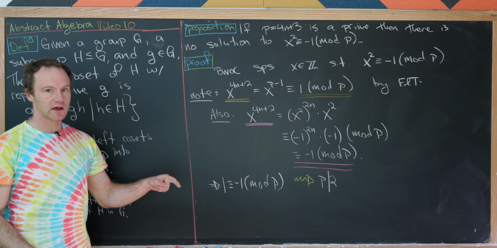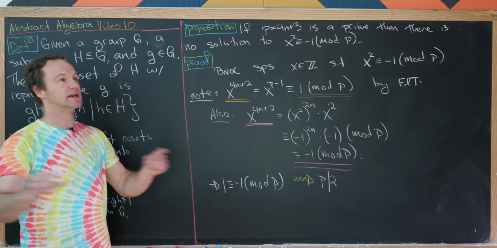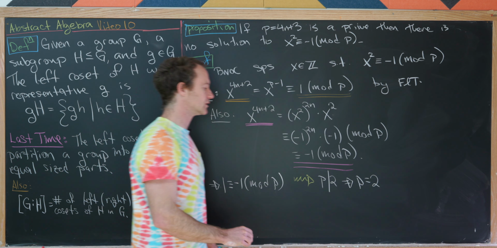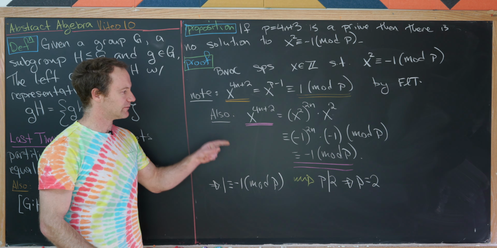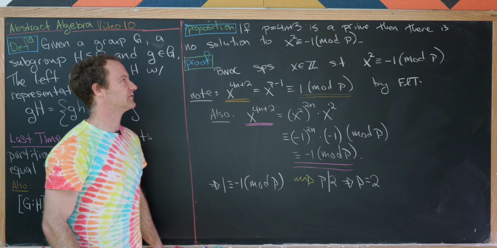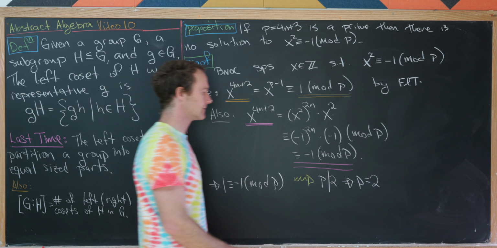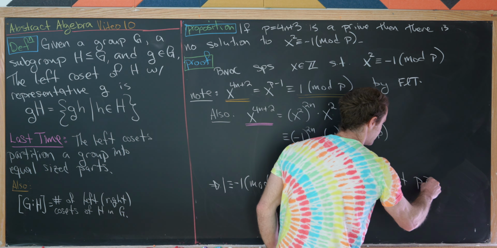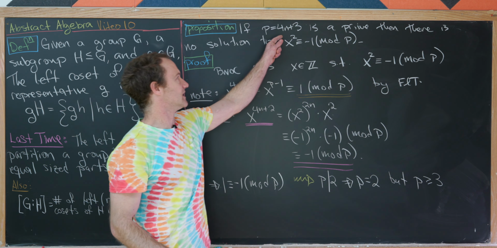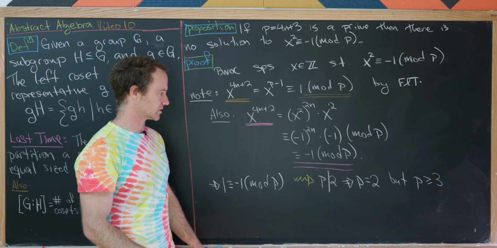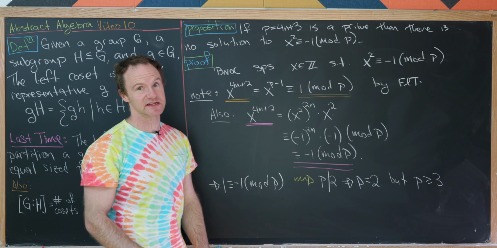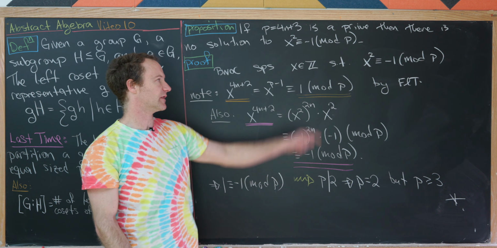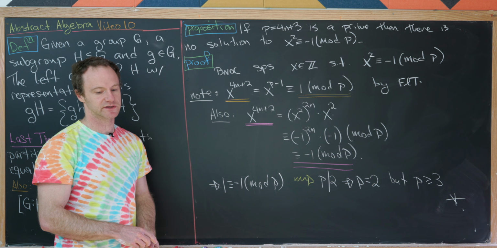So p, our prime, must divide 2, but there's only a single prime that divides 2, and that is the number 2. So p equals 2. Oh, but that's our problem because we assumed our prime was of the form 4n plus 3. But if p is of the form 4n plus 3, we know that p is bigger than or equal to 3, because n here is taken to be 0 or larger. We've simultaneously got p is equal to 2 and it's bigger than or equal to 3, so that gives us our contradiction, contradicting our assumption up here that it was possible to solve this congruence.